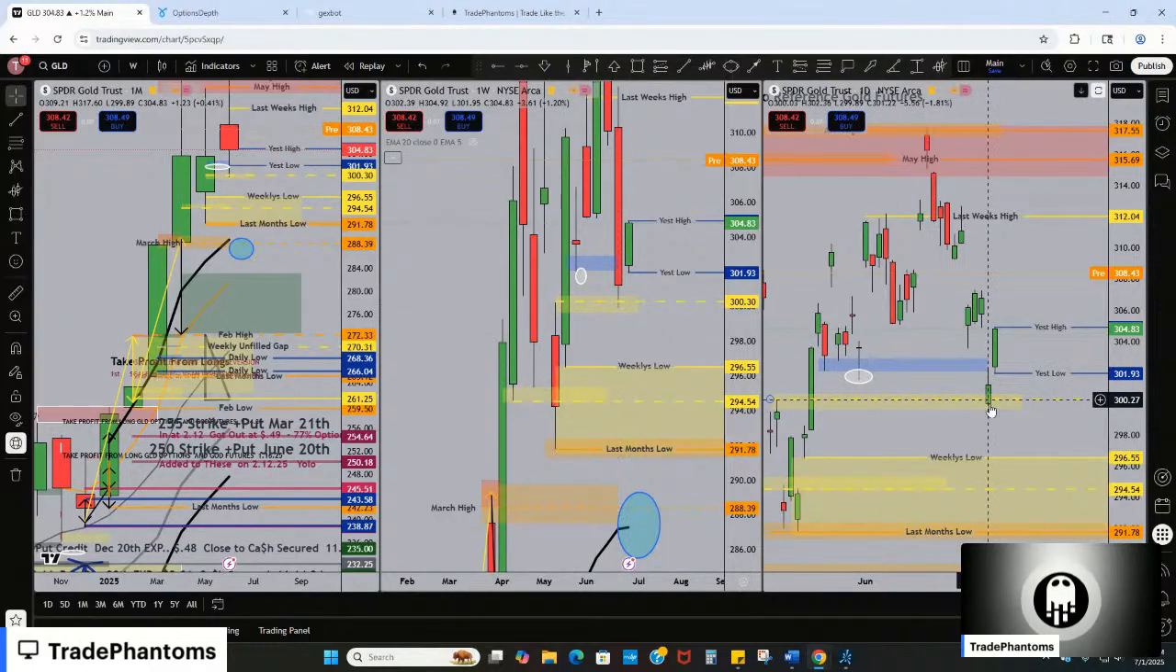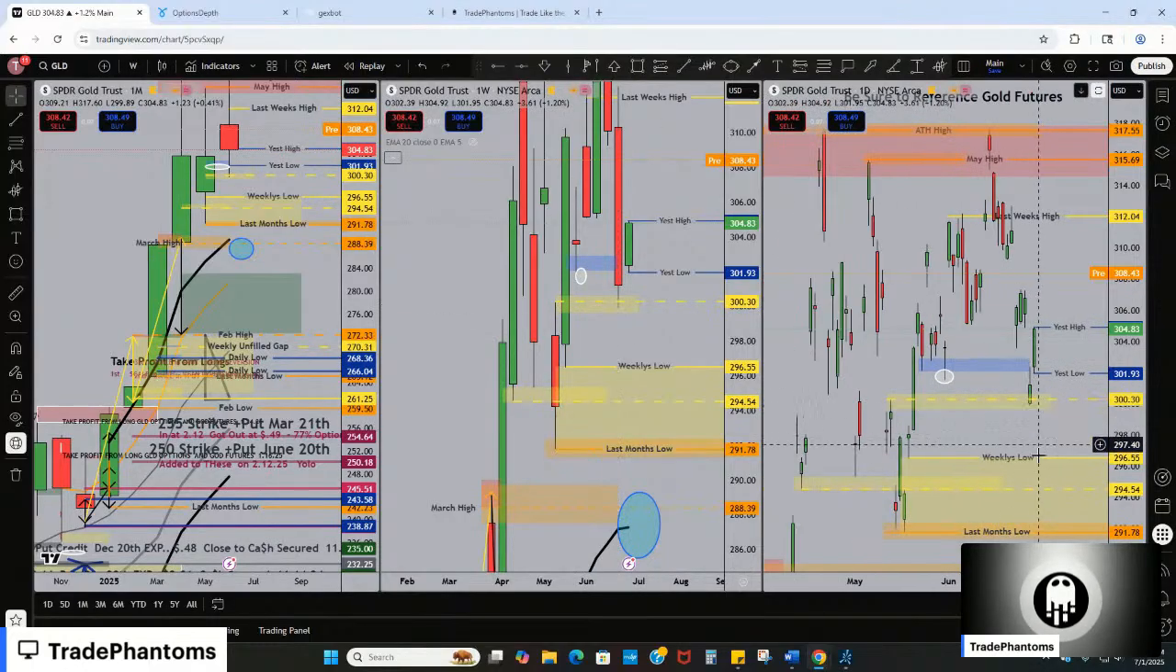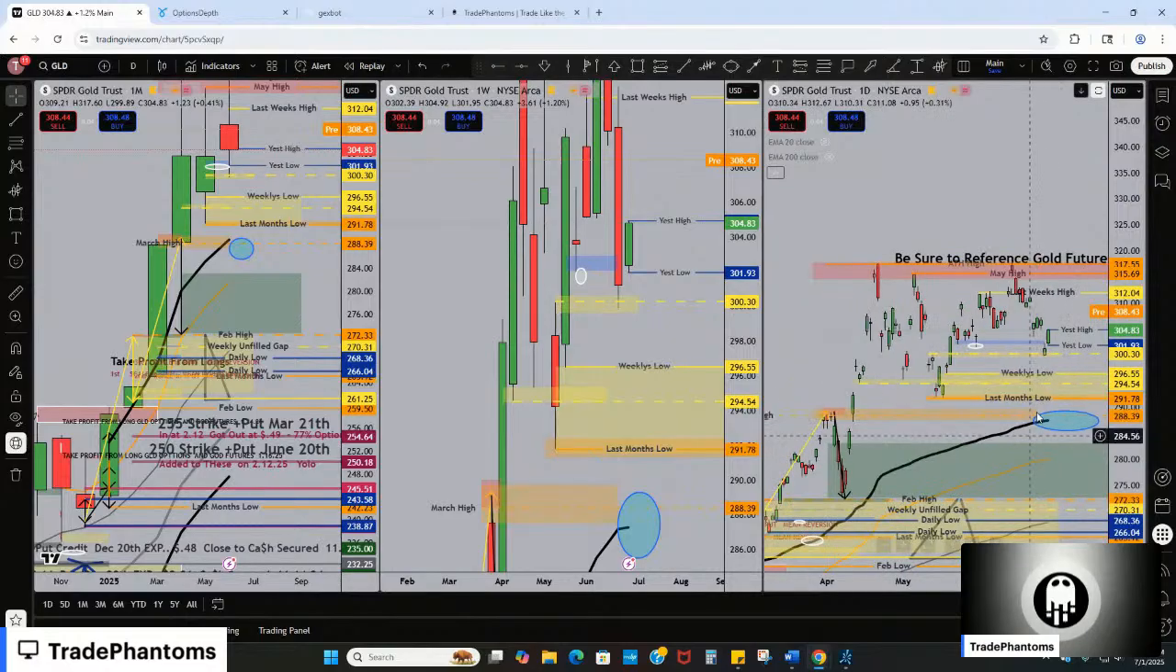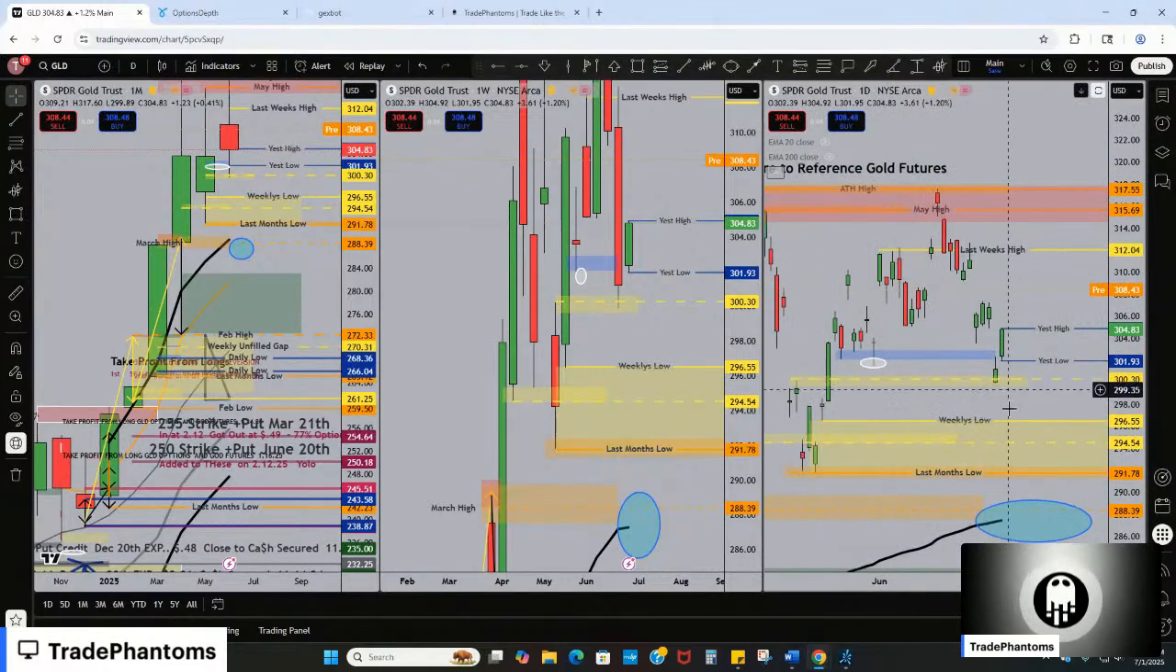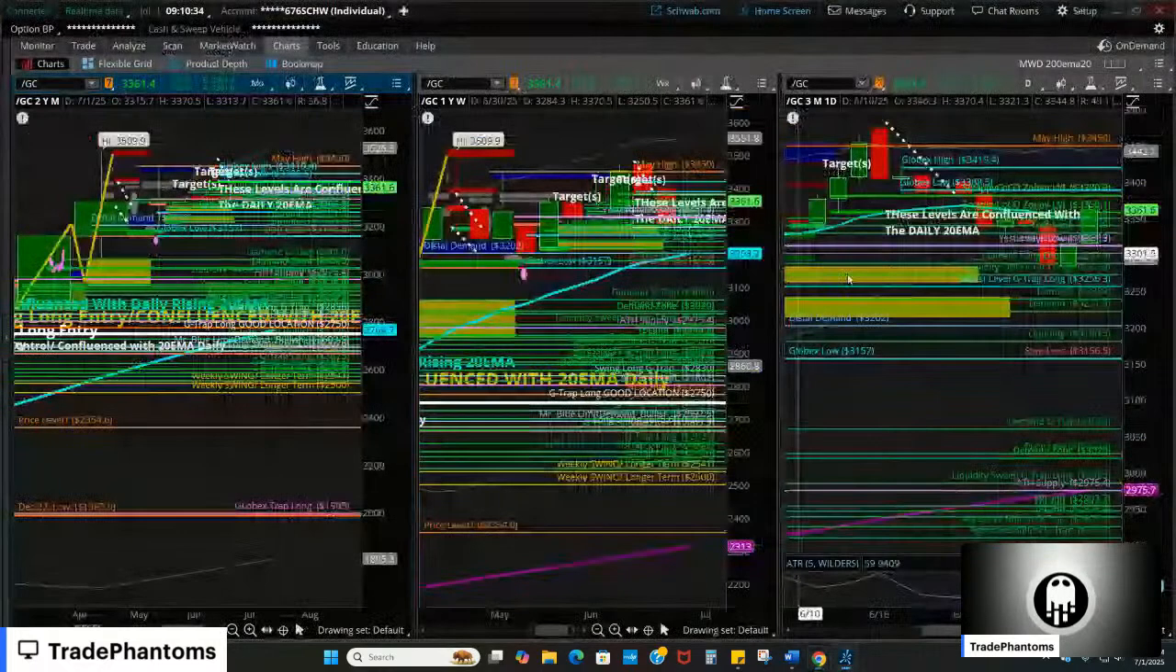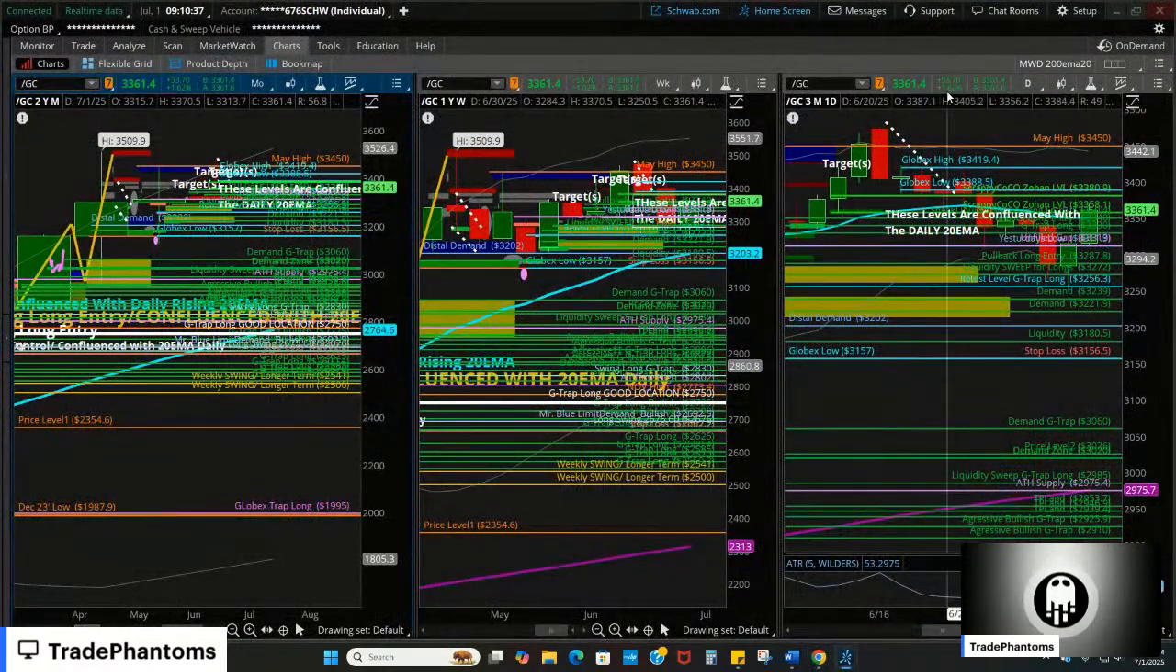As you can see, we dipped down. I was mentioning it to the team. I was hoping it came down a little bit lower to get a little more size, really deploy some position size. But as you can see, pre-market quote, we're gapping back up here. Gold futures are up already 1.5%, up above that.